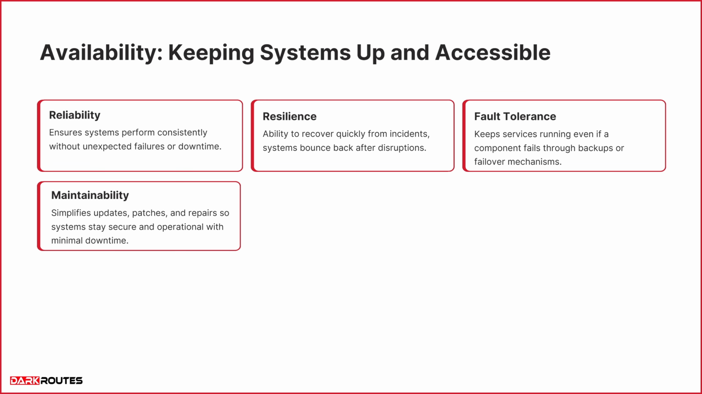Maintainability is all about how easily a system can be updated, repaired, or improved without long downtime. For example, imagine a cloud server where security patches can be applied during off hours. As a result, users never notice any interruption. Good maintainability reduces the downtime caused by maintenance tasks.